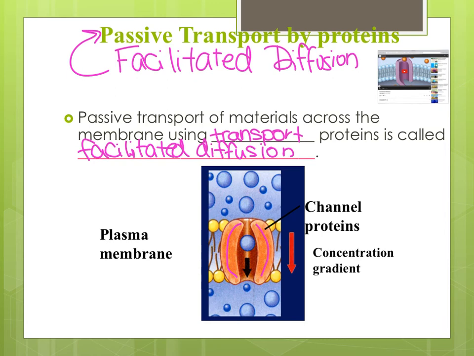So what they've done is it was like the protein channel hides them from the hydrophobic portion of the cell membrane and allows larger and hydrophilic molecules to go in, much in the same way.